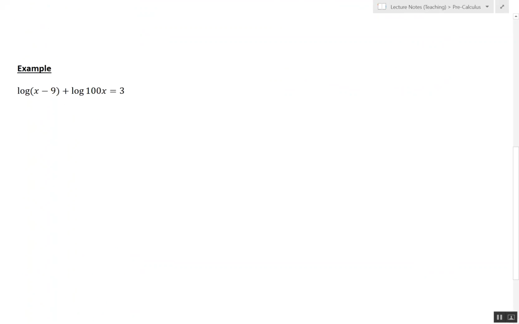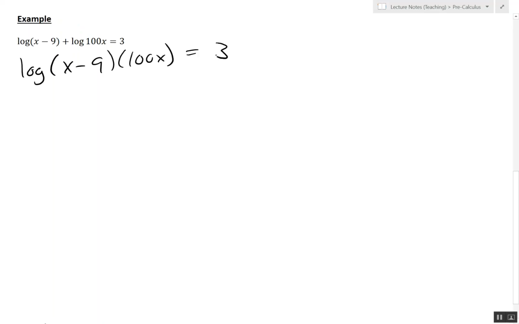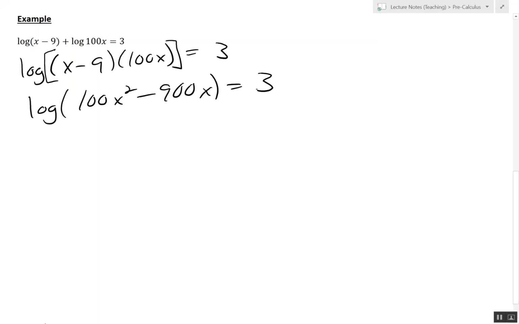So let's look at another example that's similar, just a little bit more complicated, and the same basic procedure applies here. But this time we have a product of two things, so we're going to write this as log of (x minus 9) times 100x, and this is going to be equal to 3. So this is all in one big parentheses. Let's simplify that. This will be log of 100x squared minus 900x is equal to 3.